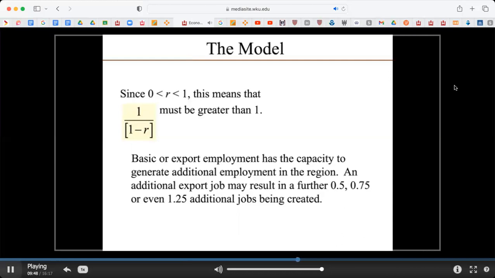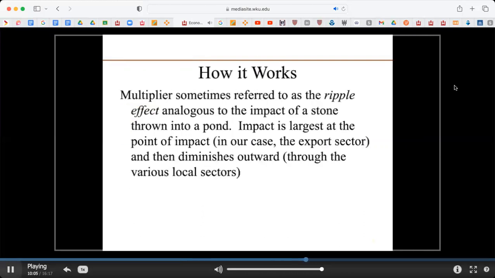for that one job. And so you look at a manufacturing job in a large sector, like the automotive sector, for example, in Bowling Green. Those jobs will create additional jobs to serve those jobs because those are export types of industries. And the multiplier is like a ripple effect, analogous to the impact of a stone thrown in a pond. The impact is largest at the point of impact, or in this case the export sector, and diminishes outward through the various local sectors.